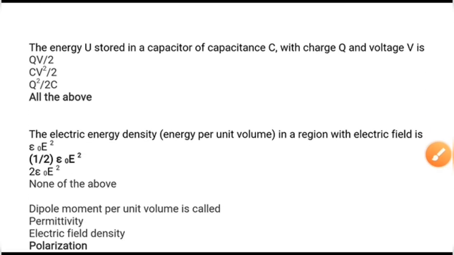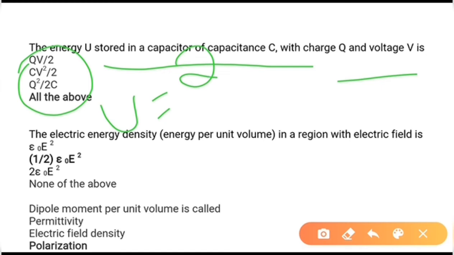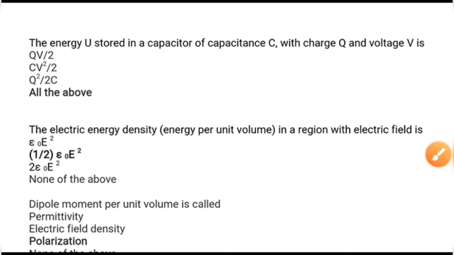So next question, the energy U stored in a capacitor with capacitance C, charge Q and voltage V. The formulas are given. I think all formulas will be correct. Energy U is equal to QV by 2, and if you substitute the value, Q is equal to CV, so 1 by 2 CV squared, and at the same time we can obtain Q squared by 2C. So the answer will be all the above. So all formulae are correct.